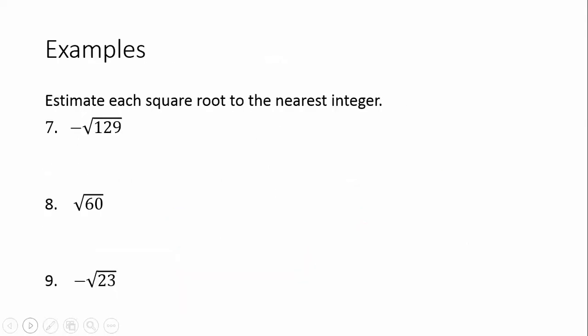So let's estimate the square roots to the nearest integers. I'm actually going to start with number 8 using a number line. We have the square root of 60. So you have to be thinking about perfect squares greater than 60 and less than 60. So 1 times 1, 2 times 2, 3 times 3, until you get close to 60. Well, 8 times 8 is 64. So we have the square root of 64, which is just over the square root of 60, or just greater than the square root of 60.